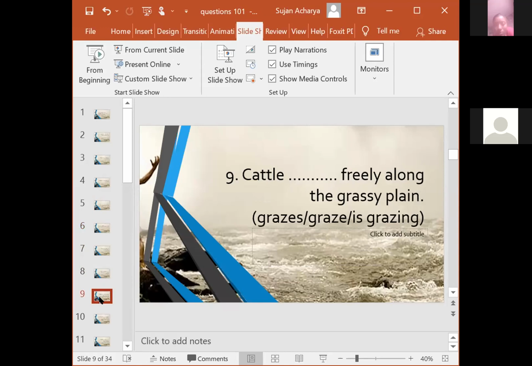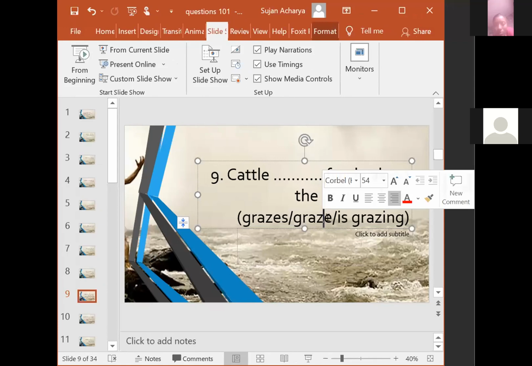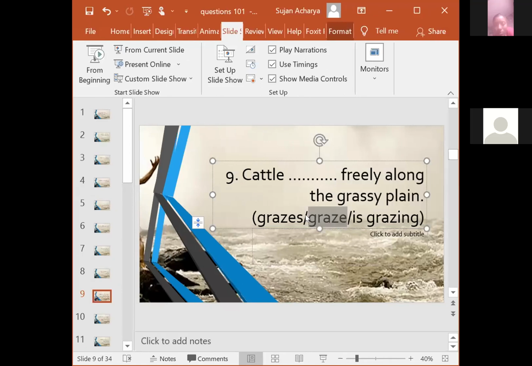Number 9, cattle is always considered as a plural subject, so it always takes a plural verb. And which verb is plural here? Graze, this one. So when you read the sentence, it seems like is grazing may also be correct, whereas graze may not seem correct, but the word cattle is always considered as plural, so it takes a plural verb, graze. Cattle graze, cattle roam, cattle walk.